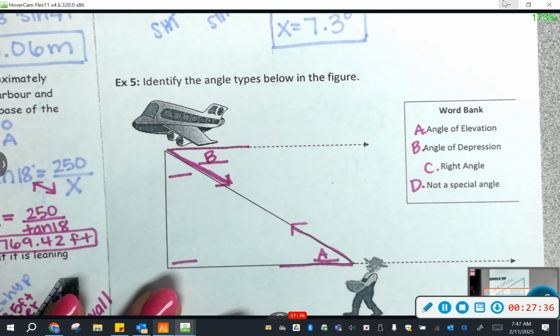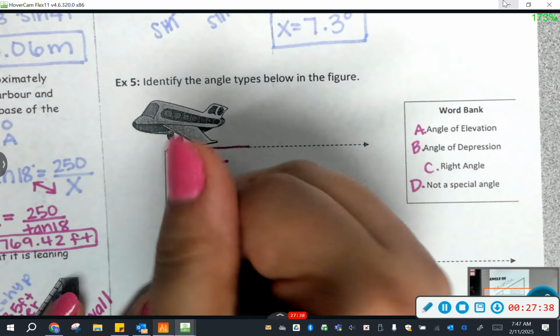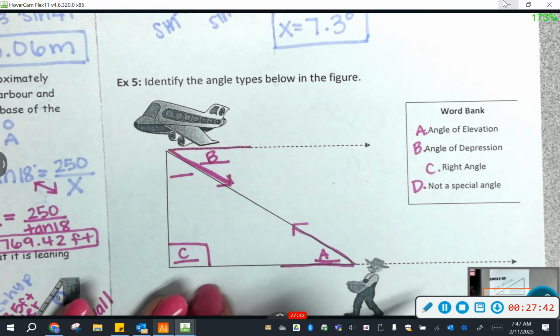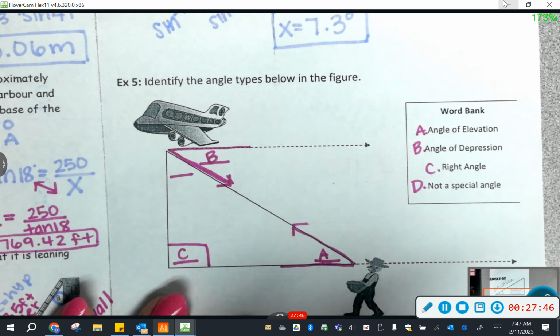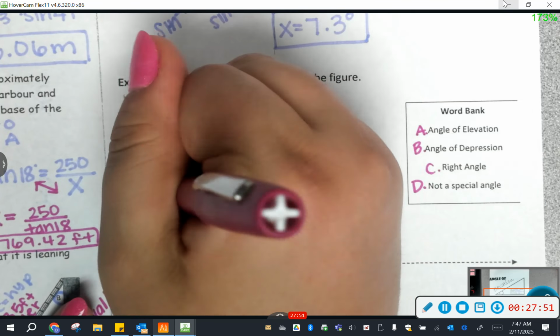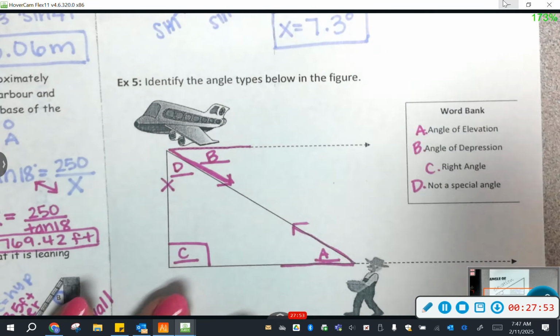Where's the right angle go? Where the 90 usually goes, where C is. And then which one is not special at all? The one we have left. Why is this not special at all? It does not have a horizontal line. It has a vertical line.